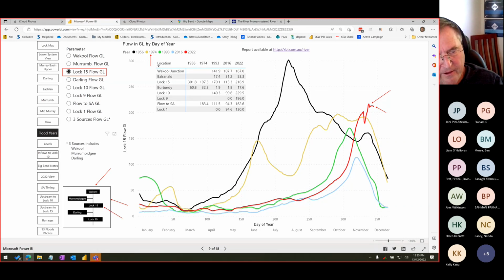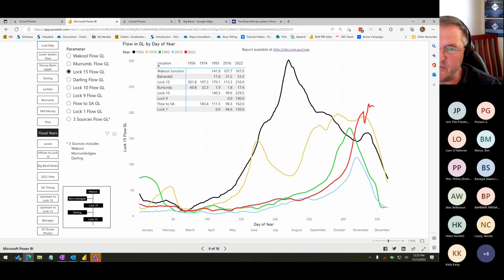Lock 15 is picking up the water from Wackle Junction and Murrumbidgee, but you've still got to add the water in from the Darling. Now, when you have a look at what happened in the Darling back in 56, there was a stack of water coming in from the Darling River being added to the water in Lock 15. So it's just different ways of looking at it. But to me, this is a clear indication that the 2022 floods are going to exceed what happened in 74, because we've already got more water at Lock 15. That's before we even add in the 17 gigalitres a day that's happening from the Darling River.